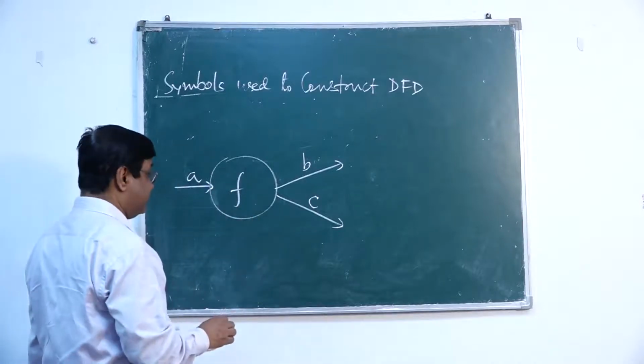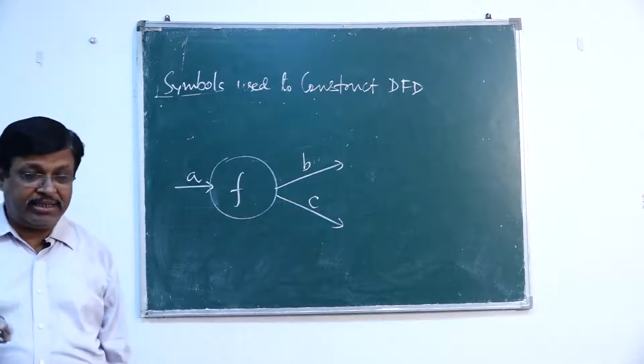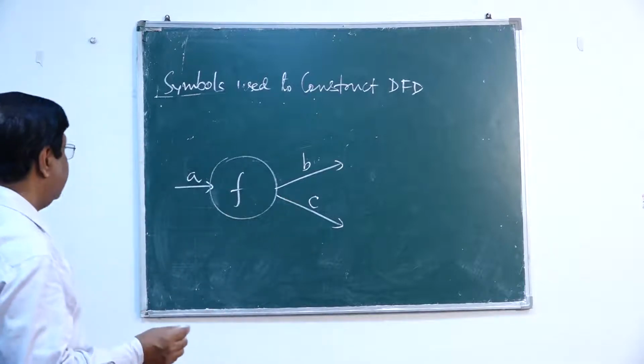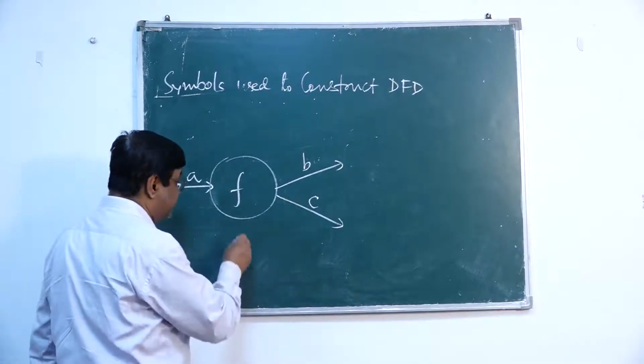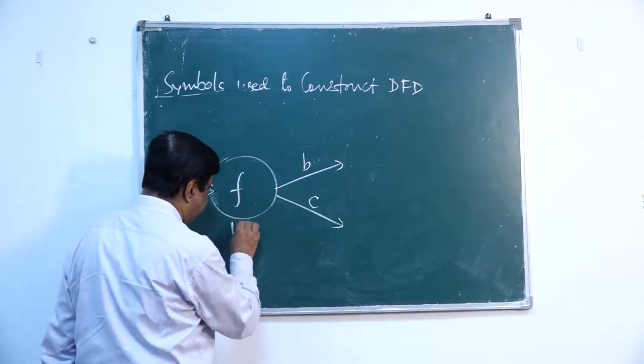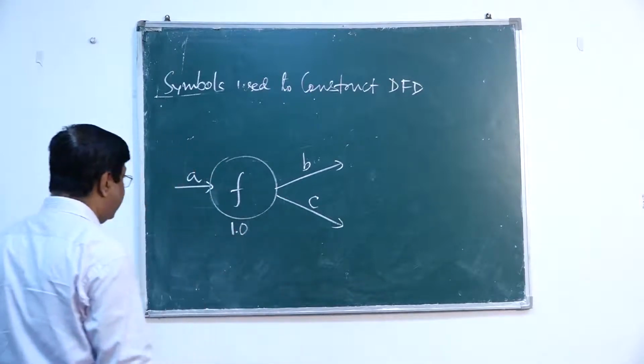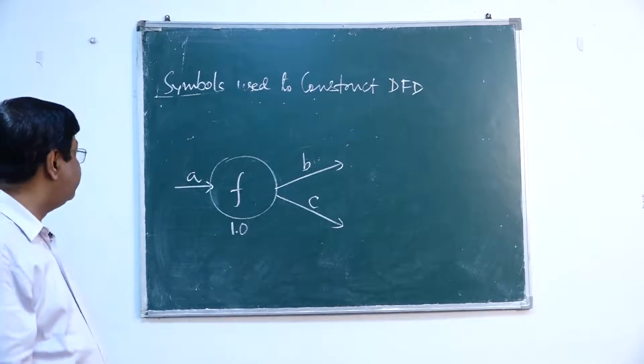At the same time, because there are a number of circles used in the DFD, we have to number them, say 1.0, 2.0, 2.1, 2.2, 2.3 and so on.